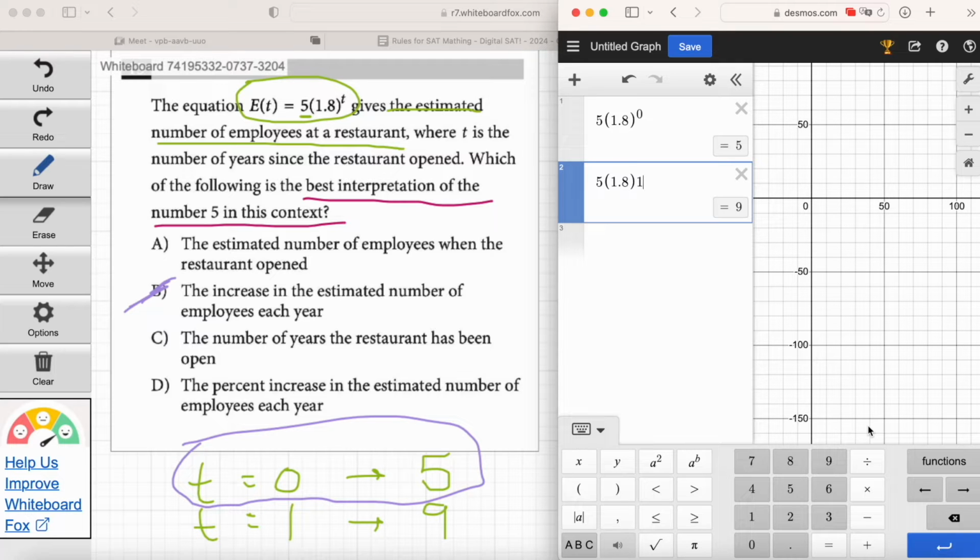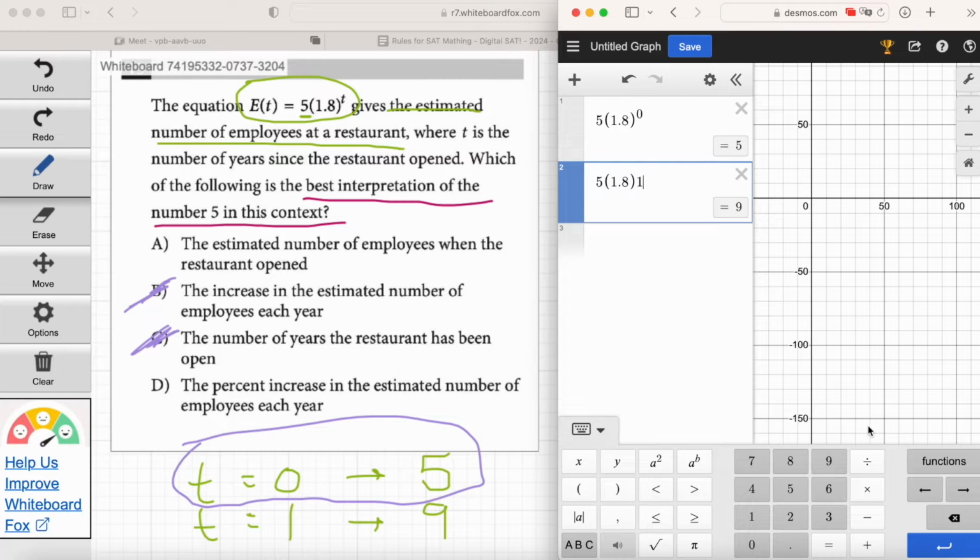What about C? The number of years the restaurant has been opened. Is that the best interpretation of the number 5? Also no, because t can be anything, right? It could be 0, could be 1, could be 2, or it could be 5, but it could be anything. It's a variable, which means it varies. It's not 5. What about D?